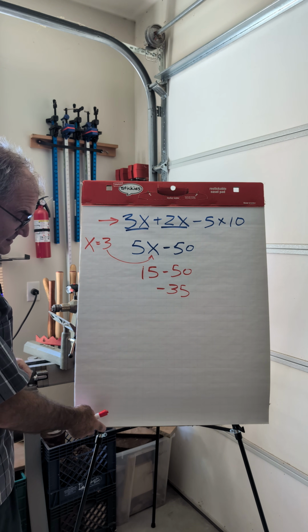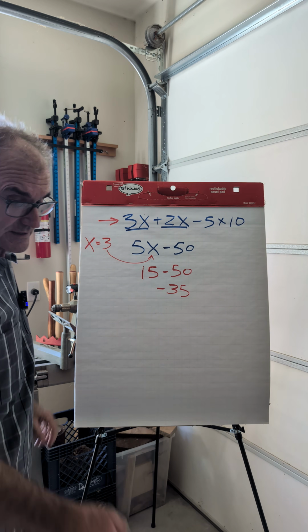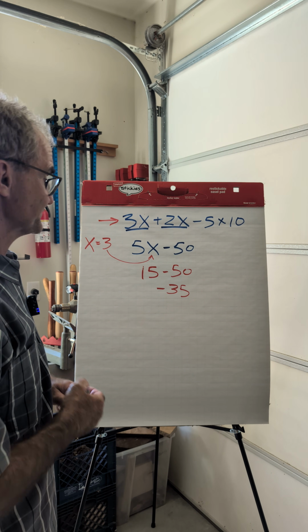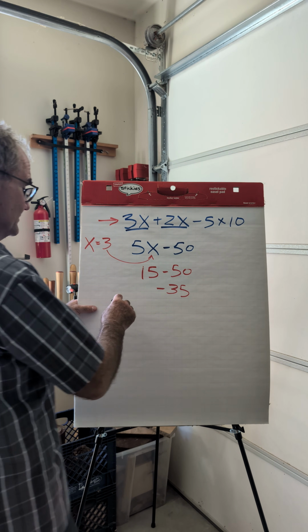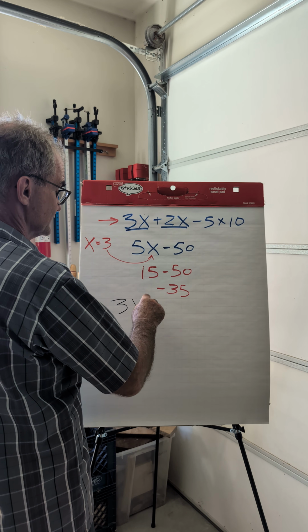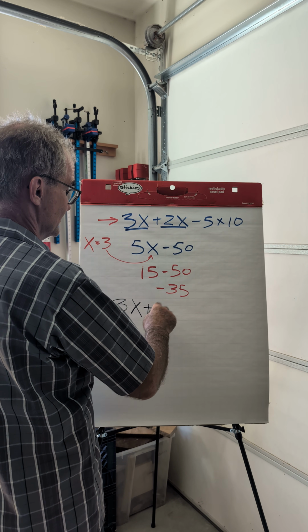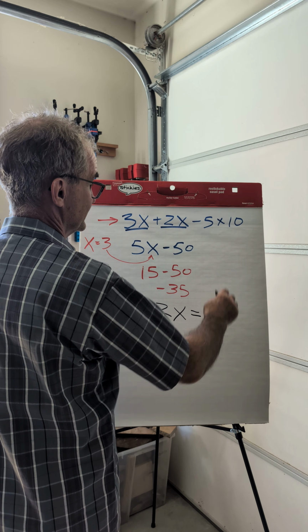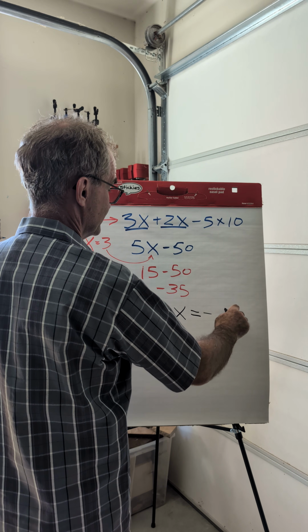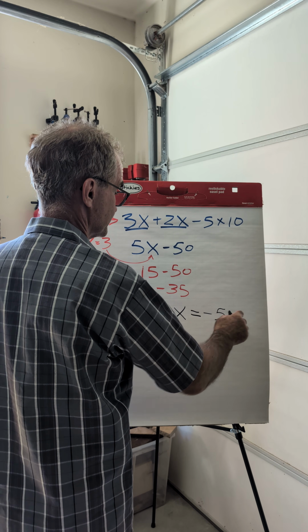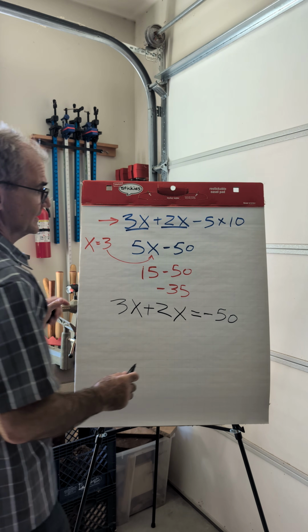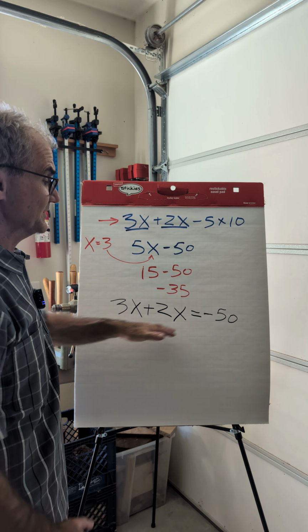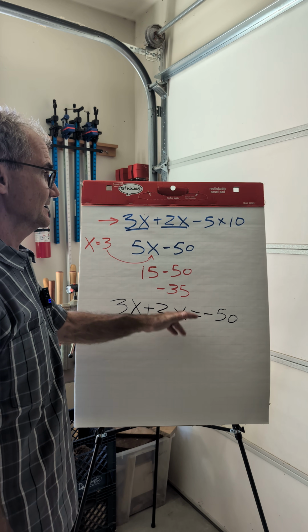Now that takes us to equations. So what an equation now has is an equal sign. So now I have 3x plus 2x is equal to, let's say, negative 50. Okay? This is an equation because it has an equal sign.